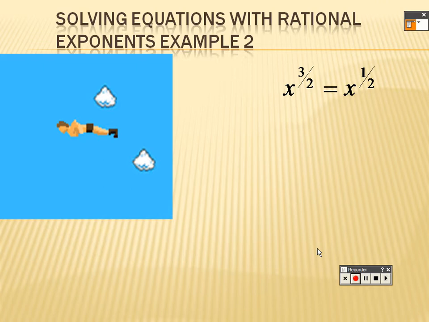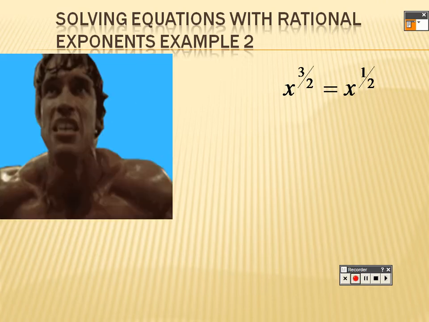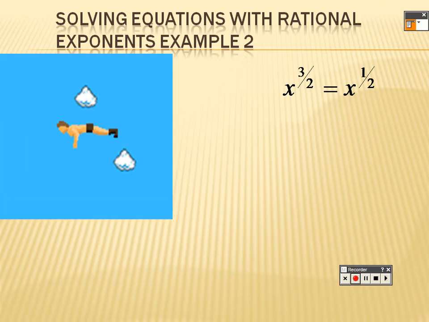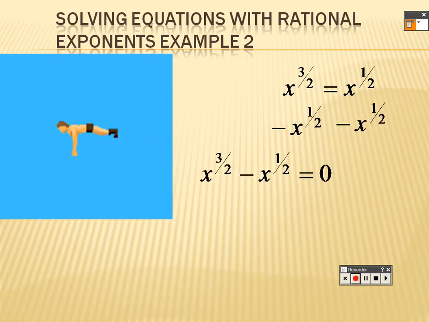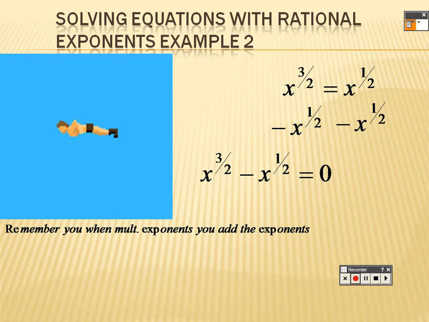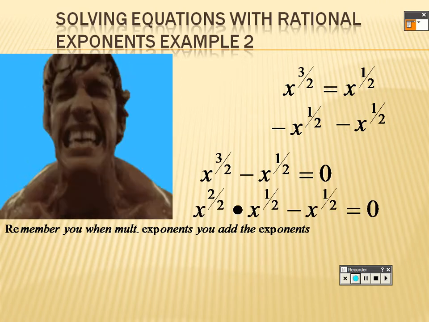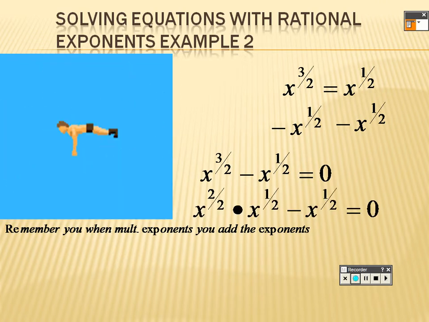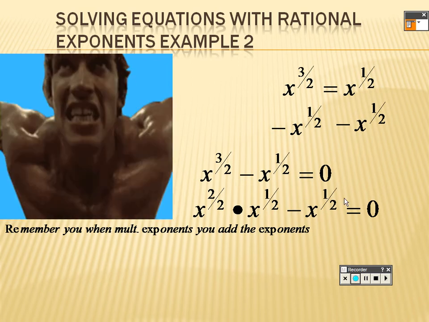So solving something like this, I know you look at this as well, and it doesn't make any sense to you. So here's what we're going to do. Let's put everything on one side together, so we end up with x to the 3 halves minus x to the 1 half equals 0. They all have a half in them. So what we're going to do is we are going to pull out by separating here.